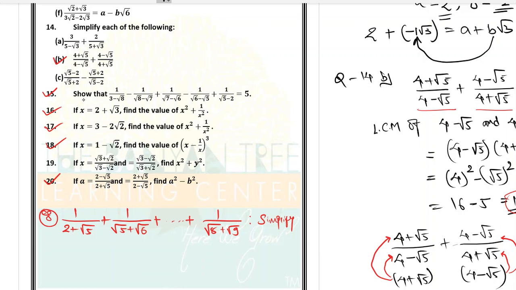So what you have to do in question number 15, you have to show that the whole left hand side over here is equal to 5. How will you show? You will first write LHS, write all these fractions, and then separately rationalize each one of them. So you are going to do 5 rationalizations, and then with proper signs. Don't make mistakes in writing the terms without considering the signs in front of them. Like there is a minus sign over here.